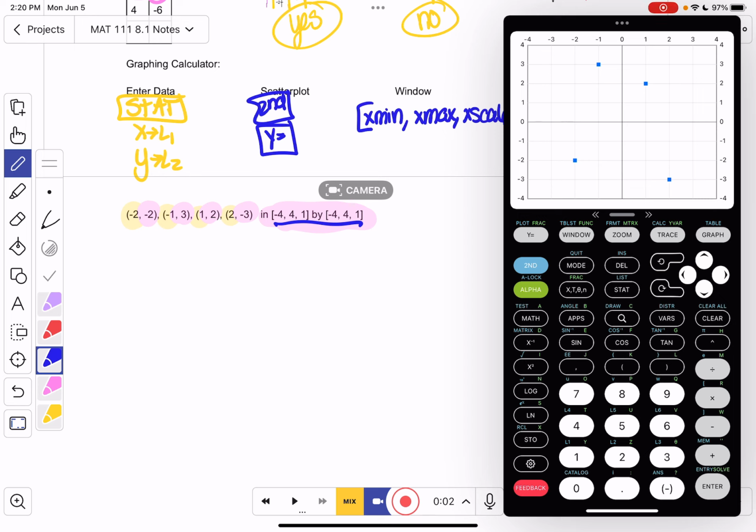On a test, if you're showing me the scatter plot, you can do it by hand and take a picture, or you can just take a picture of your graphing calculator and submit that. That is just fine. That is 8-1.